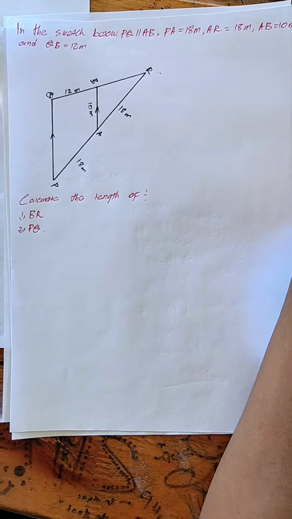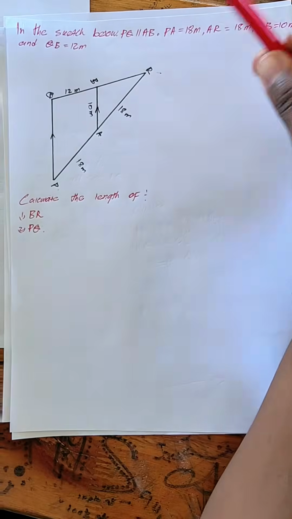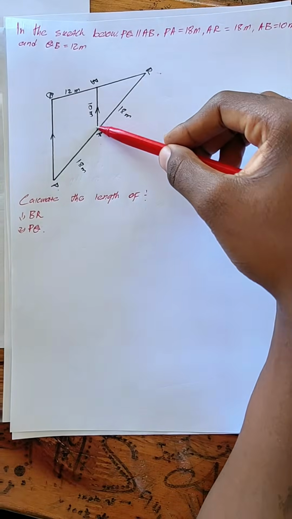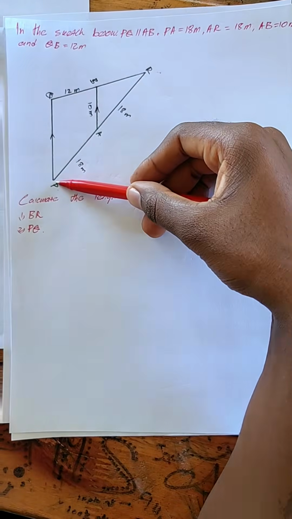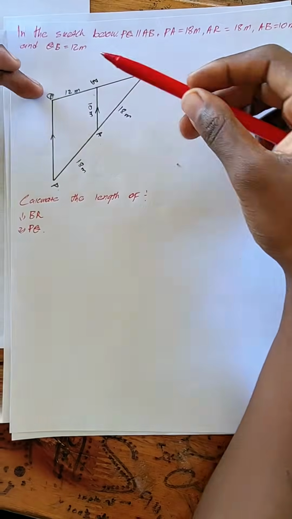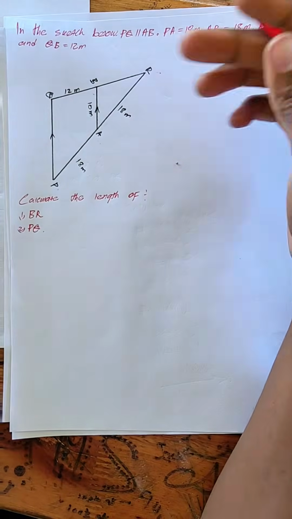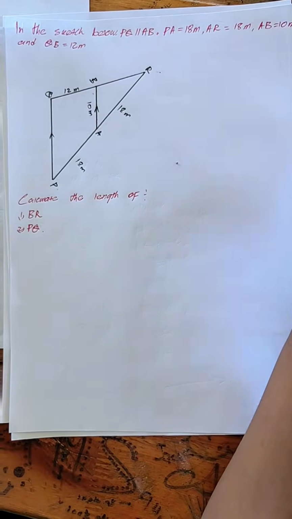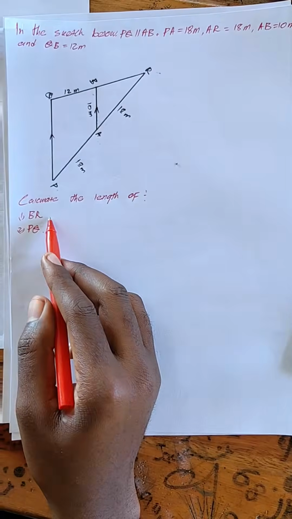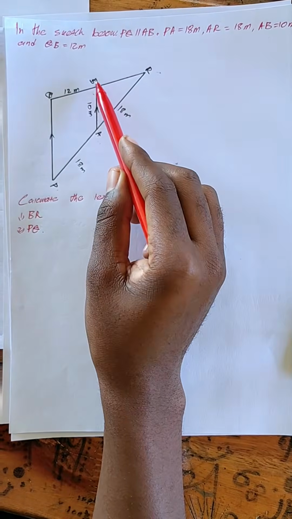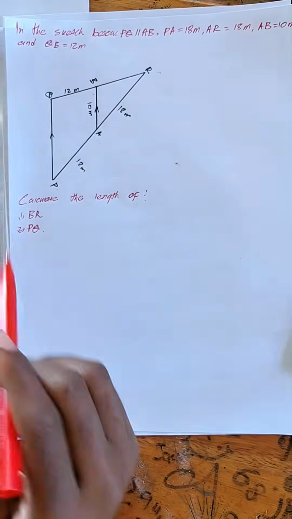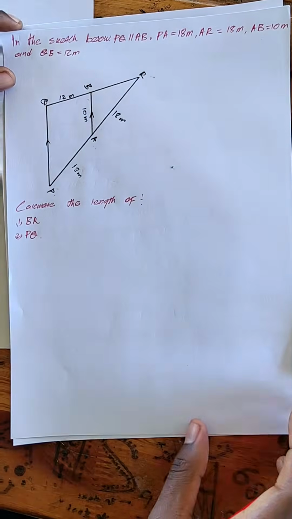Right. Now, what is it that we are given? We are given the length from here to there, the length from here to there, and also the length from here to there. Now, calculate the length of the first one, BR. So now we have to get the length of BR.